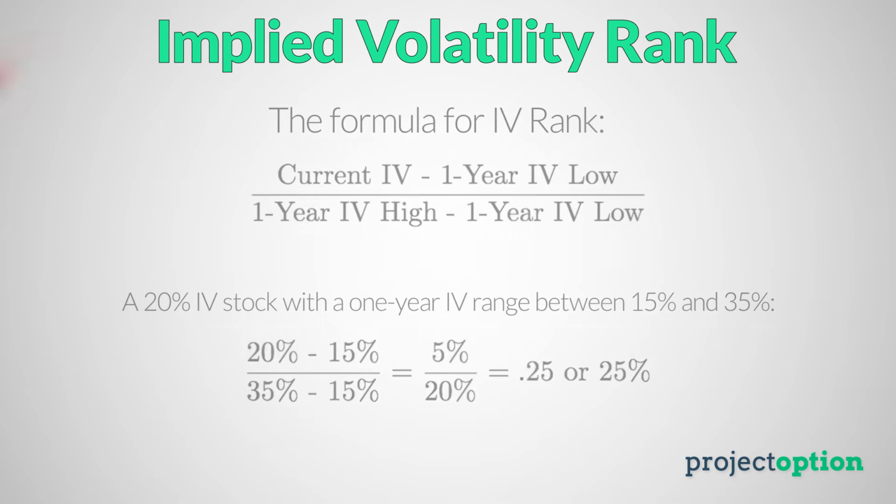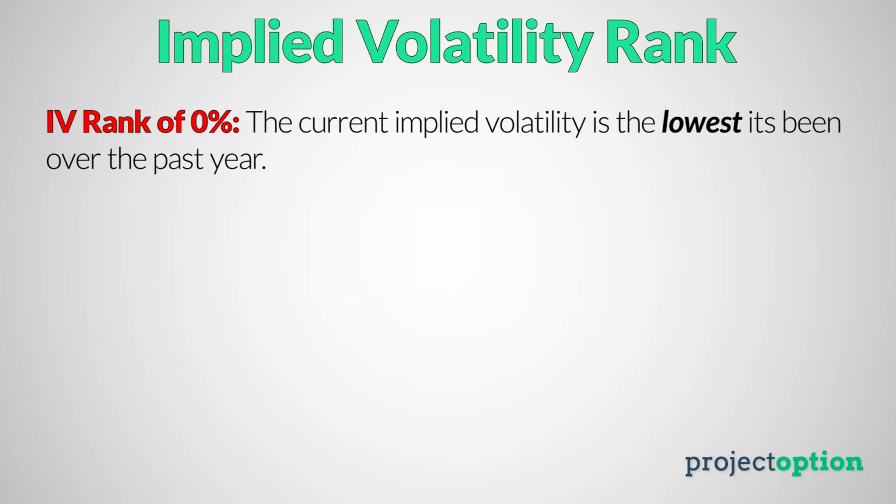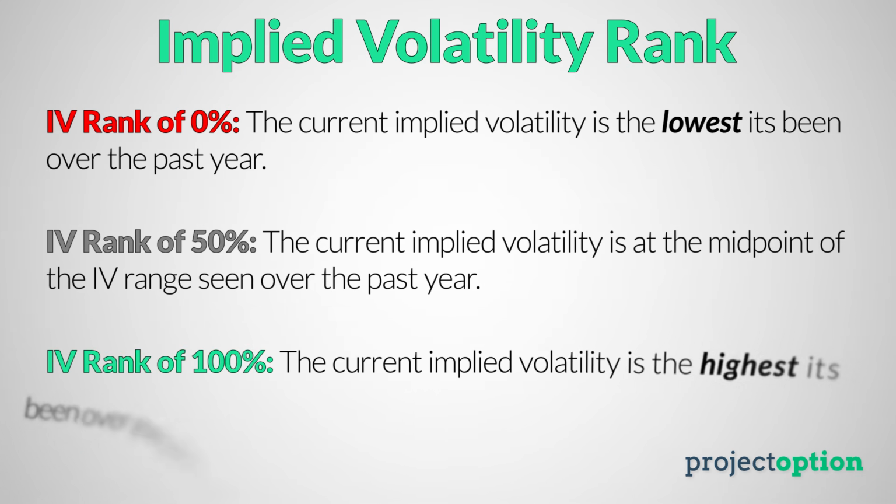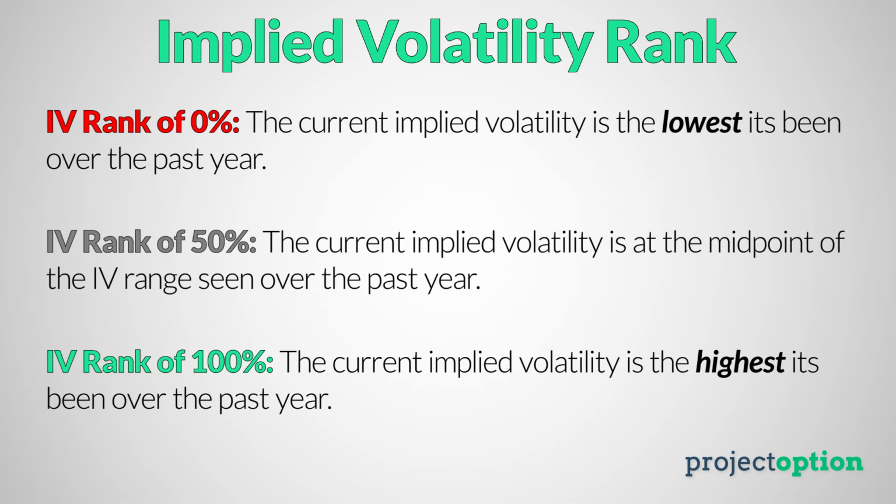An IV rank of 0% indicates that the current implied volatility is at the very bottom of the 1-year range, and an IV rank of 100% indicates that the current implied volatility is at the top of the 1-year range. So for the stock to have an IV rank of 25%, it means that the current level of implied volatility is closer to the lower end of the implied volatility range that's been observed over the past year.